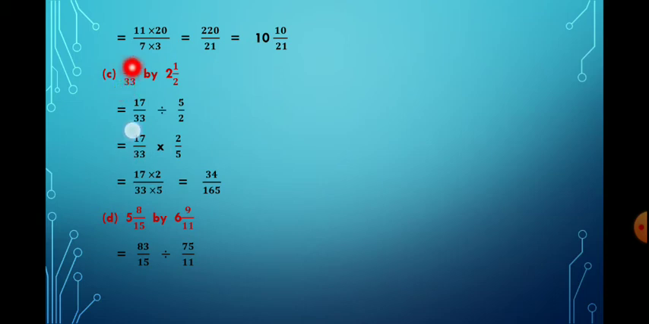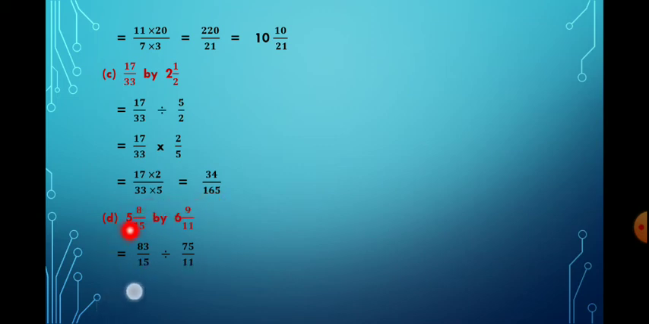Number C, 17/33 divided by 2 1/2. So 17/33 divided by 5/2. So 17/33 multiplied by 2/5. Here also cancellation is not possible. So 17 multiplied by 2 is 34 divided by 33 multiplied by 5 is 165.